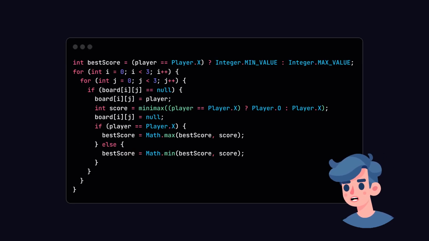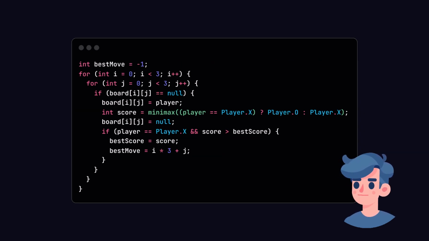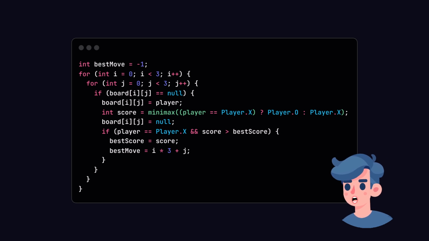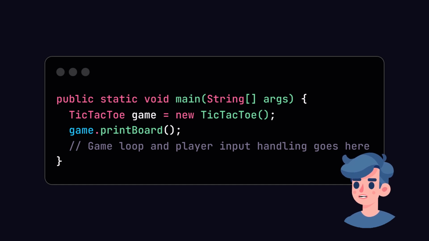We also need to loop through all possible moves, apply the move, and call Minimax recursively for the next turn. To choose the best move for our bot, we will need to modify our Minimax function to also track the best position. Finally, we need to integrate everything into our main method.